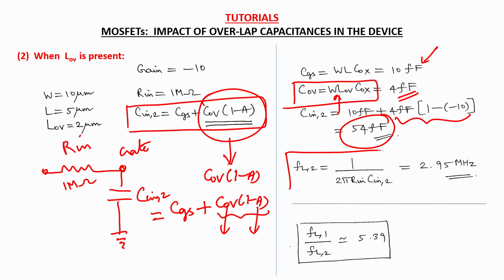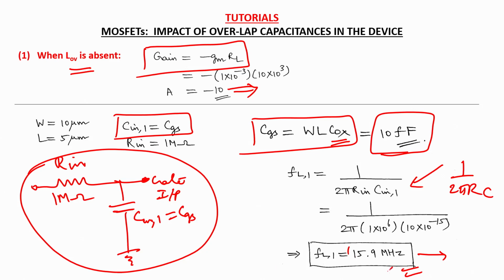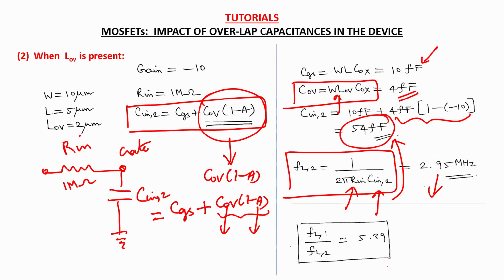So the cutoff frequency is nothing but again 1 by 2 pi RC, but we use R in to be 1 mega ohms and C in to be the effective value calculated in this problem. So you can find that the frequency comes down and it is just 2.95 megahertz compared to 15.9 megahertz in the previous problem. So you see that due to this presence of overlap capacitance, you can see almost 5 times increase in the capacitance at the input terminal, and so it affects the operating frequency such that the operating frequency goes down by almost 5 times when the overlap capacitance is present.